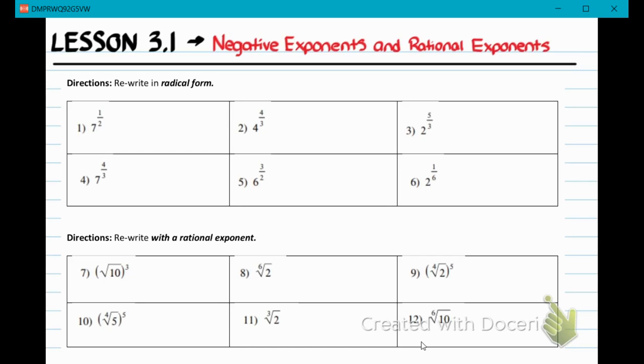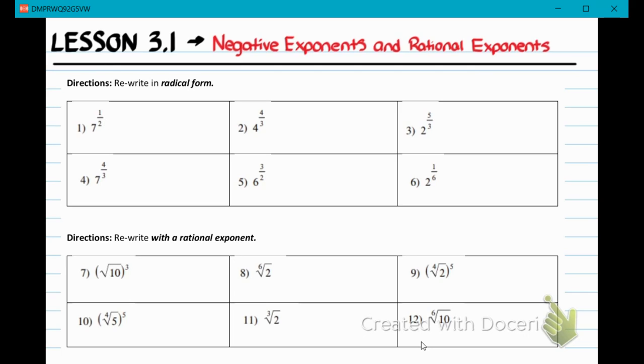All right, so we're going to try a few examples. So we're going to, for the first 6 questions, change these into radical form. And for the second 6 questions, we're going to change them or rewrite them with a rational exponent. So for the first one, I see that I have 7 to the 1/2, and I know that the 1 represents the power, and the 2 represents the root.